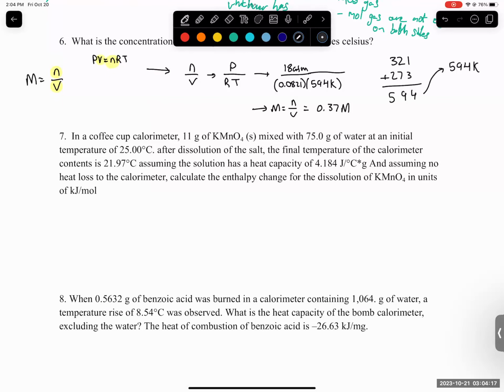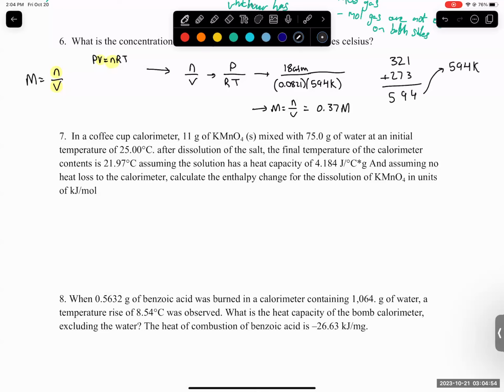All right. Coffee cup calorimeter, 11 grams of KMnO4 mixed with 75 grams of water, initial temperature 25 degrees Celsius. After dissolution of the salt, the final temperature of the calorimeter contents is 21.97 degrees Celsius. Assuming that the solution has a heat capacity of 4.184 joules per gram times degrees Celsius, and assuming no heat loss to the calorimeter, calculate the enthalpy change of the dissolution of KMnO4 in units of kilojoules per mole. All right, what's the real thing that we're solving for here?